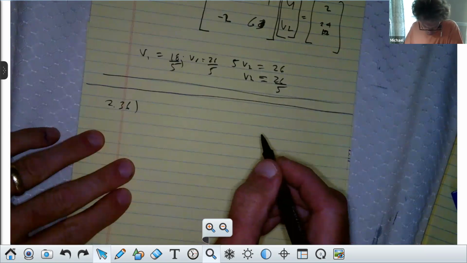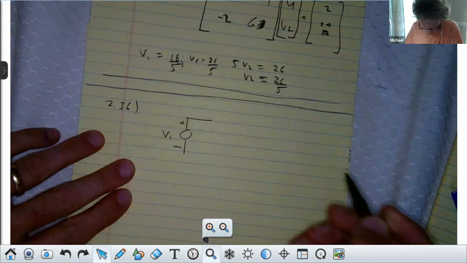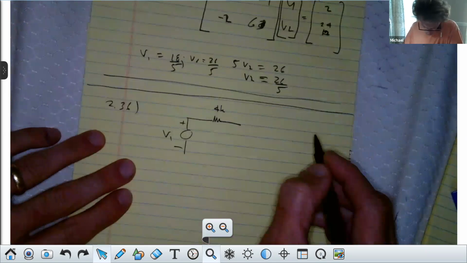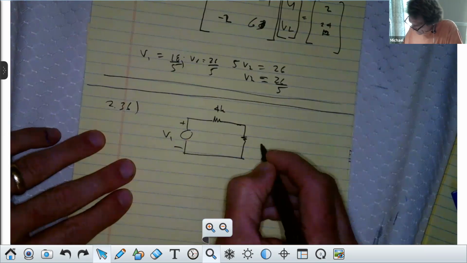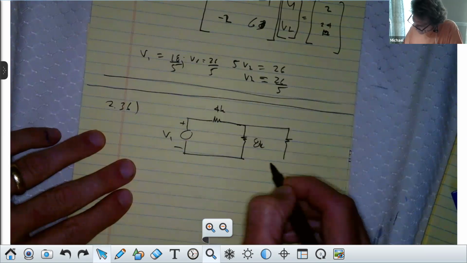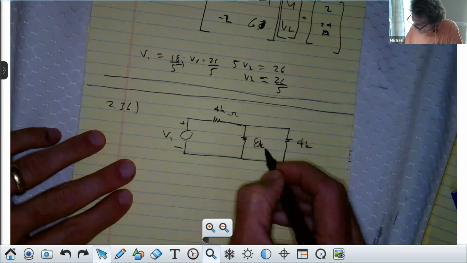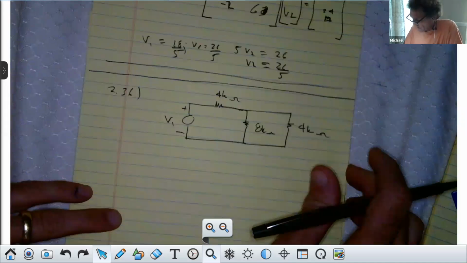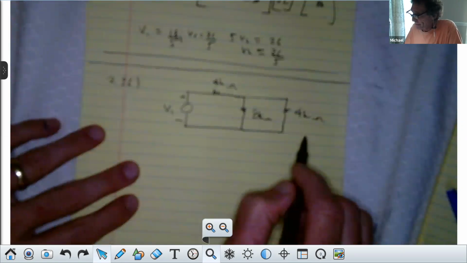For this one, it says that you have V1 here is an unknown, so we don't know that, but there's 4K here, 4 kiloohms there, and then there's 8 kiloohms here, and then there's 4K ohm here, right? Now those are in ohms. If you want, I'll put that on. I don't usually do that because frankly, it's overkill. If you see a resistor, it's in ohms. Everybody got that? All right.